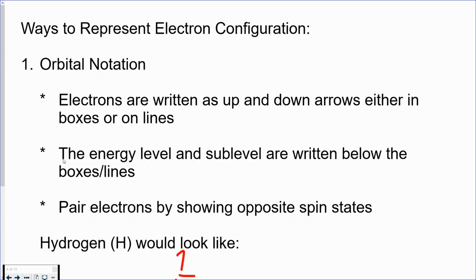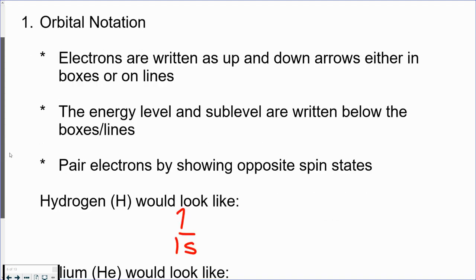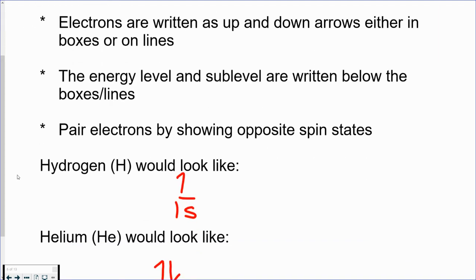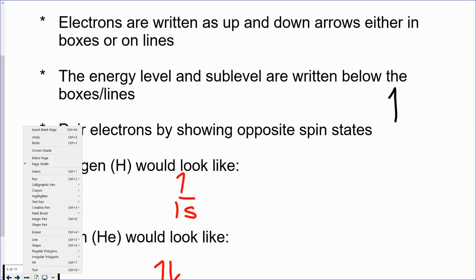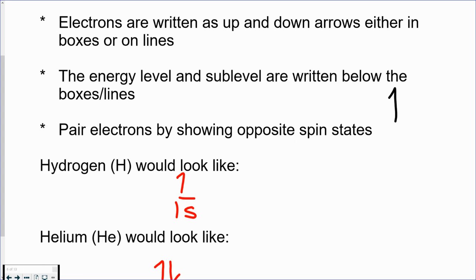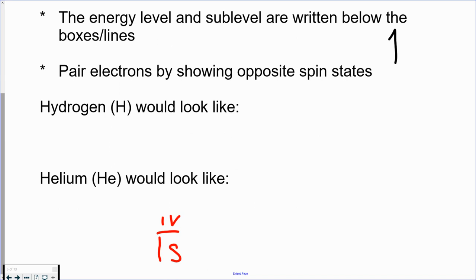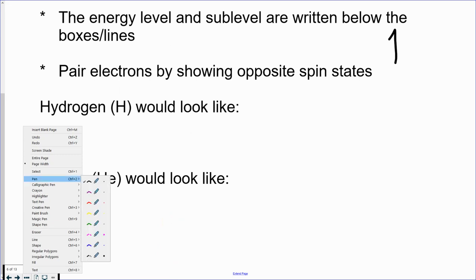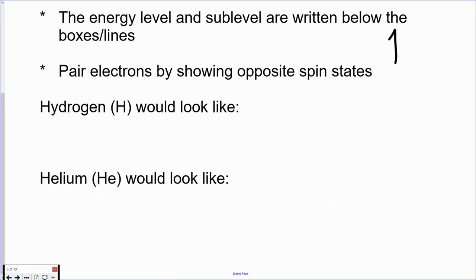So how do we do it? Well, for orbital notation, we make these lines, and arrows to signify the electrons. As you can see, there are some down here already. We will start with these. The first thing that you want to do is remember that each line represents one orbital. And an orbital, no matter where it's at, can hold two electrons.